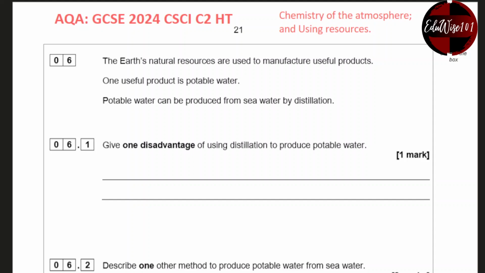Now remember, distillation is by heating the water so that it evaporates and then cooling the vapor back into water. One disadvantage of using distillation is the cost of energy, because you need to heat the water in order to boil it. So there's a large amount of energy that is required for that process.